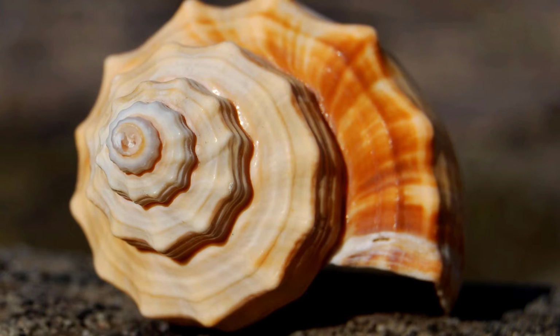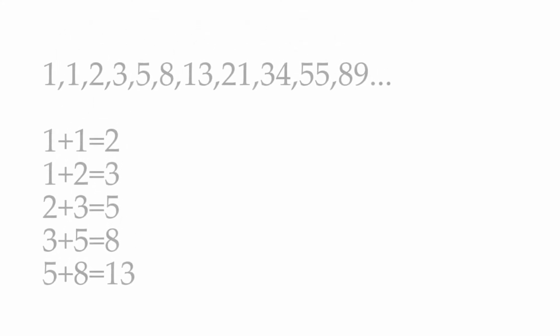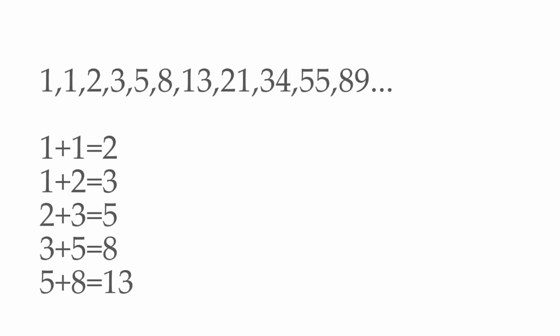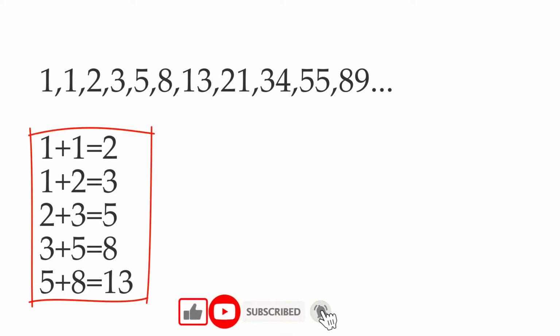Fibonacci numbers are revered in mathematics as the numbers that describe the natural world. The sequence is simply the sum of any two numbers equals the next in the sequence. So here you can see a Fibonacci sequence. And here you can see 1 plus 1 equals 2, 1 plus 2 equals 3, 2 plus 3 equals 5, 3 plus 5 equals 8, 5 plus 8 equals 13, and so on and so forth. And this is the Fibonacci sequence.